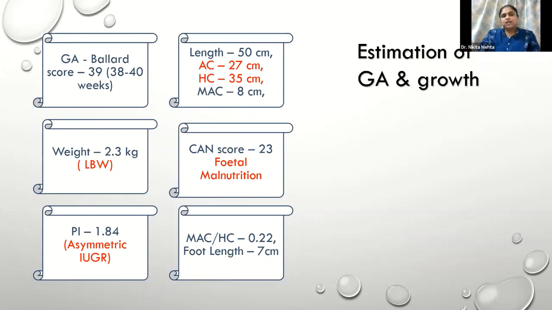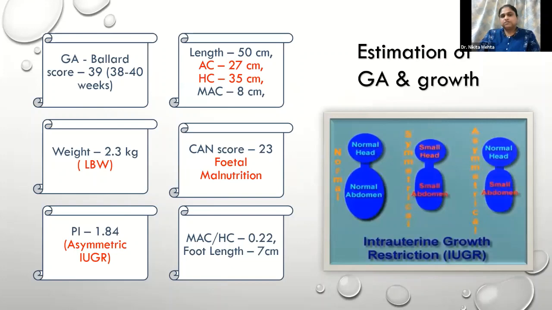On Ballard scoring, we came to know that it is a full-term normal delivery. But what was important in this case was that the abdominal circumference was less than the head circumference. Now, this is not what happens in a normal neonate. In a normal neonate, the head circumference is less than the abdominal circumference. But this is the feature of asymmetric IUGR, where the head size is normal because the brain is spared, but the abdomen is smaller. Also, we see features of fetal malnourishment, LBW, and the ponderal index is also low in this case. So all this summarizes that the baby is asymmetric IUGR and the nutrition is grossly affected.